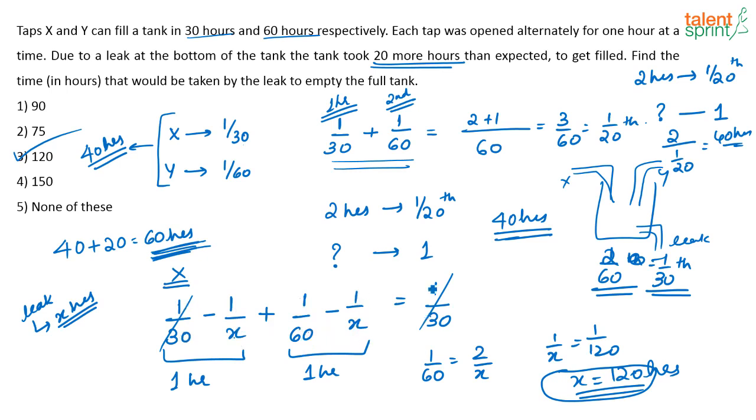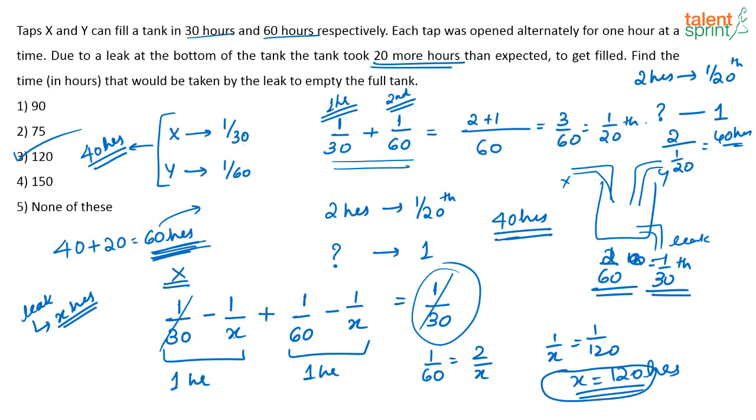Net in 2 hours. See, in 60 hours the full tank is filled, means in 1 hour net 1/60th of the work is done. Yes, or in 2 hours 1/30th of the work is done. So net in 2 hours 1/30th of the tank has to be filled. If this has to happen, what is the value of X? And then you will get the answer.